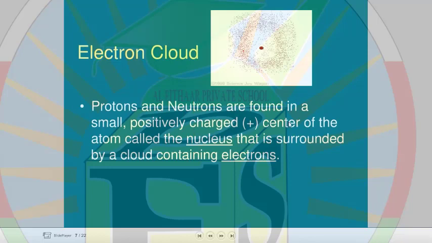Protons and neutrons are found in a small positively charged center of the atom called the nucleus, as I told you before, that is surrounded by a cloud. You can see a cloud-like structure containing electrons. So this is the electron cloud surrounding the nucleus, which contains protons and neutrons.